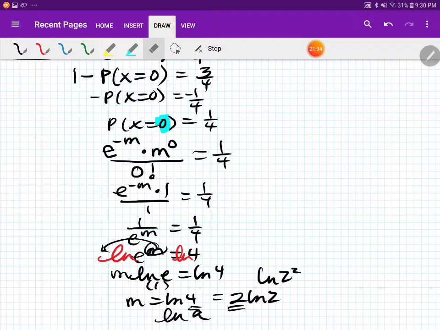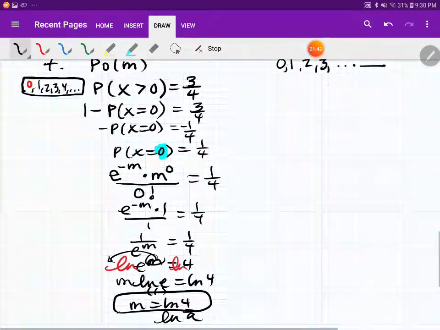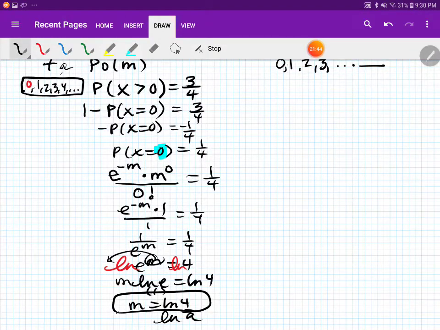So they just told me ln of a. So this is not the answer that they want. So that's the answer. Cool. So that was A. Okay, so that's A, 7A.